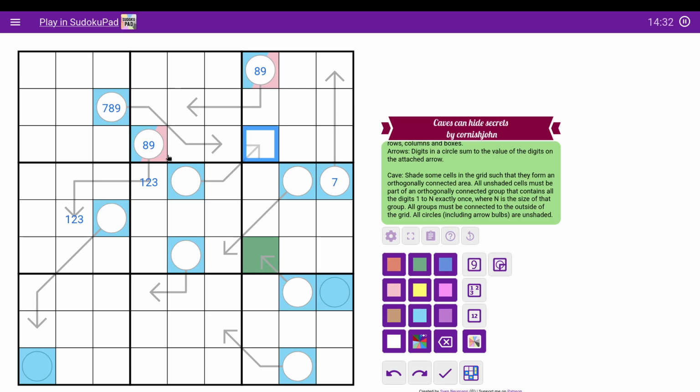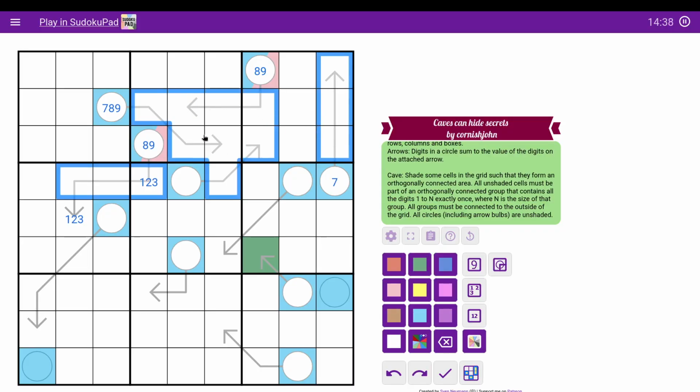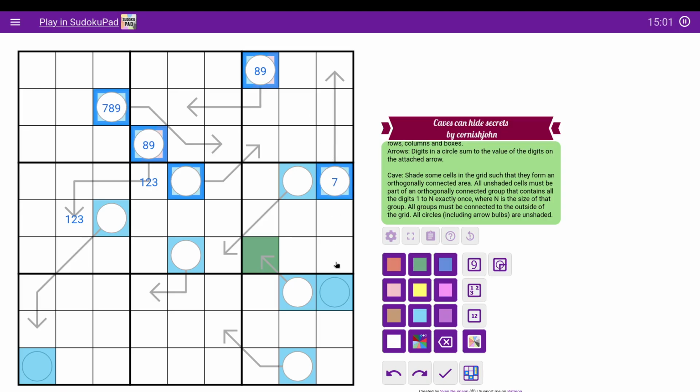Maybe I should just take all the digits and add them all up. This, 1 through 5. This, 1 through 5. This, 1 through 4. So the highlighted digits add up to, at minimum, 15 plus 15 plus 10 to make 41. And then the corresponding blue cells are these. So these cells add up to at least 41. There are 5 of them. So their average is higher than 8.